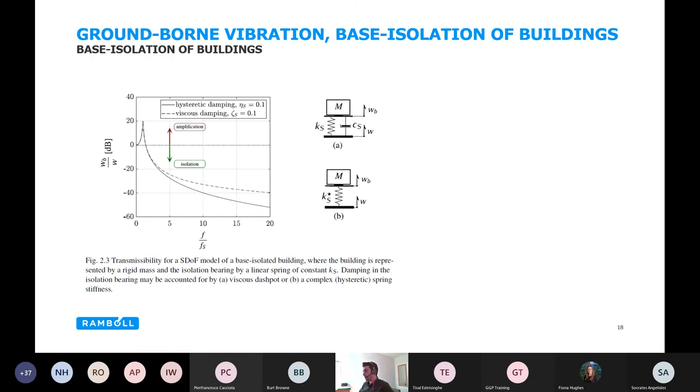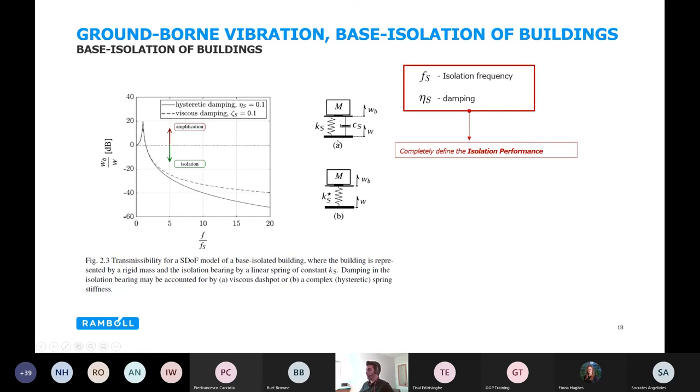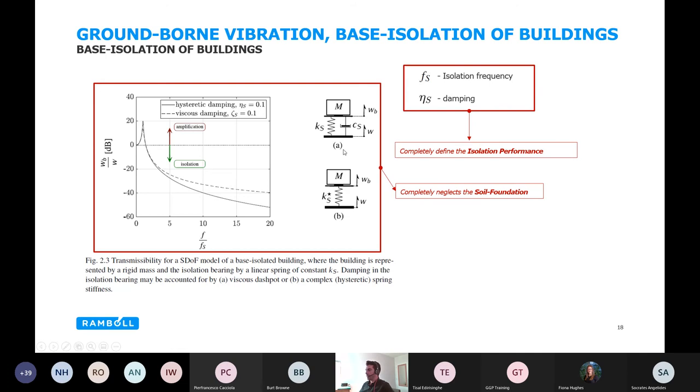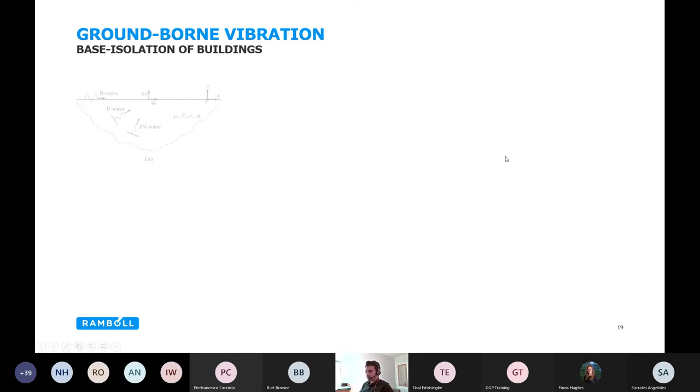The simplest model that we can think of for a base isolated building is the mass and spring model. The isolation performance is completely defined by two parameters in this case, the isolation frequency and the damping of the isolation system. And this model completely neglects the support that is at the base of the isolation system. So it completely neglects the soil foundation and the interaction of the building with the soil. So the objective of my work was also to understand whether with simplified models we can do better than this.